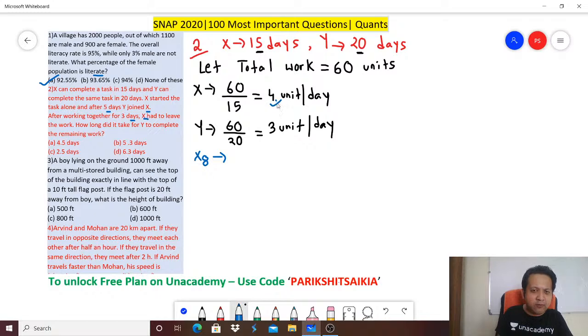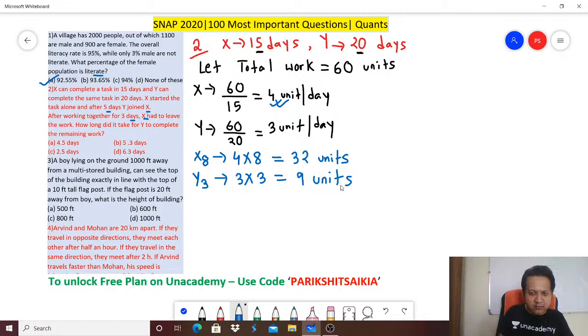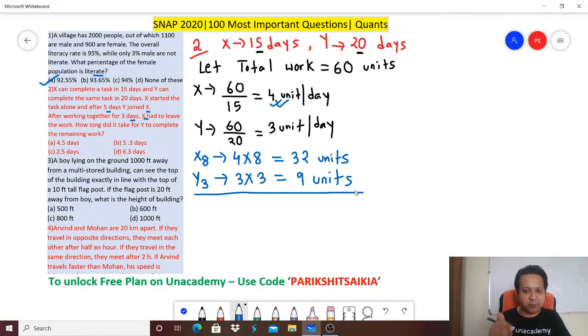So in 1 day, 4 units. So can I say in 8 days, X must have done a total of 4 into 8, 32 units. Easy? Similarly, how many days did Y work? After 5 days, Y joined X and after working together for 3 days. So Y till this point of time has worked for 3 days. So 1 day, 3 units. So in 3 days, how many units? 9 units.